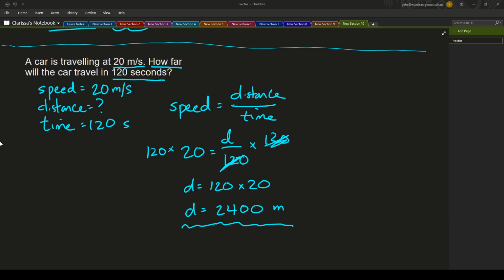Okay? So know what a scalar vector is. Know that speed is a scalar, velocity is a vector. Know that distance is a scalar, displacement is a vector, and then use that information with the equation speed equals distance over time, velocity equals displacement over time to be able to use the FIFA method and calculate using those equations.